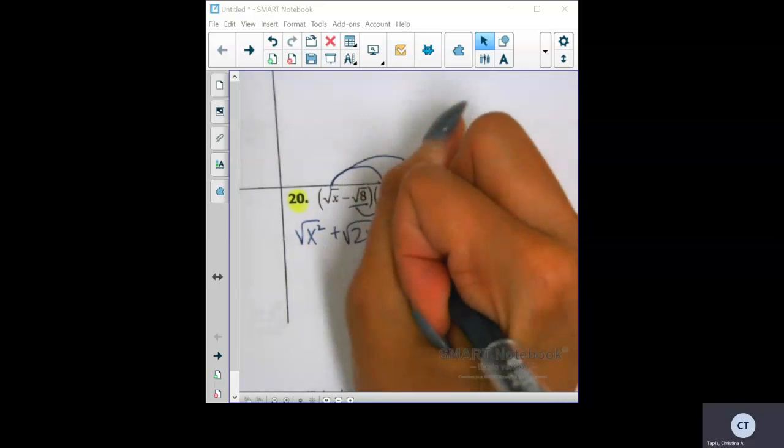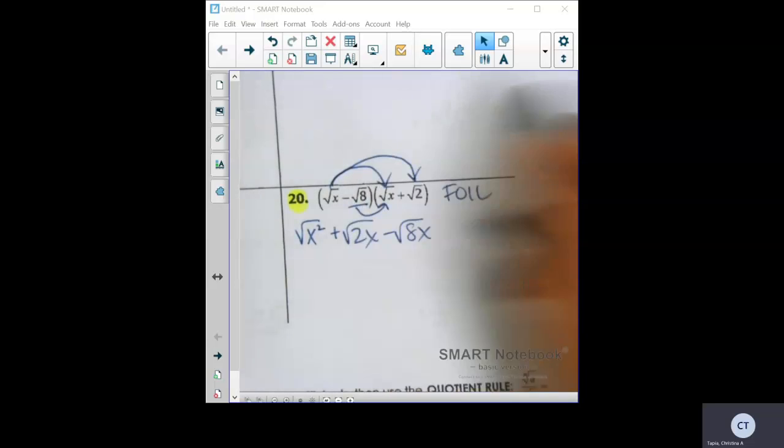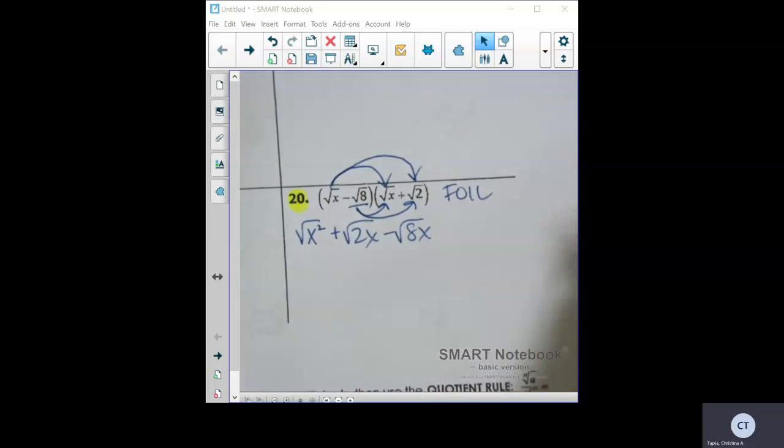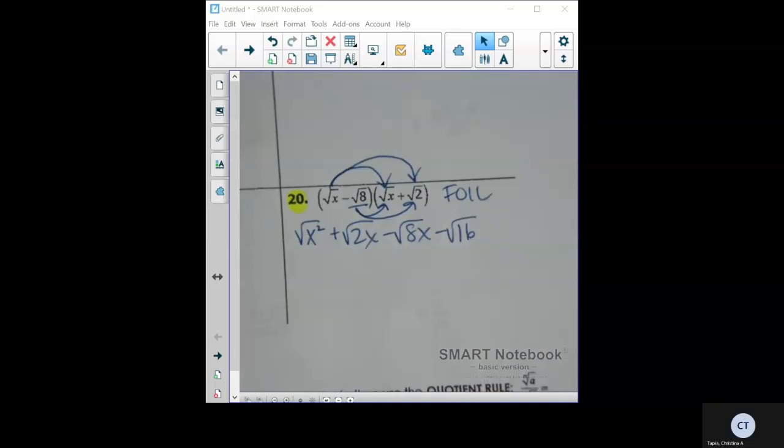Negative square root of 8 times square root of x is going to give me negative square root of 8x. And negative square root of 8 times 2 square root of 2 is going to give me negative square root of 16. Take a second and look at it. Make sure you understand how I got this.